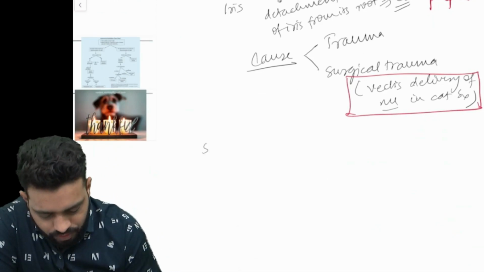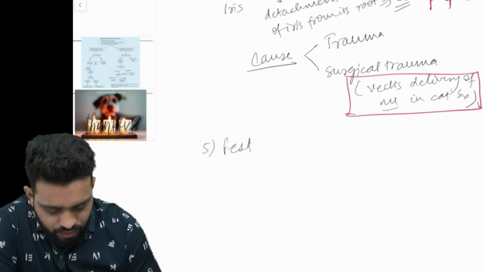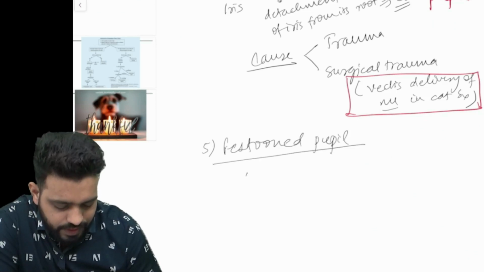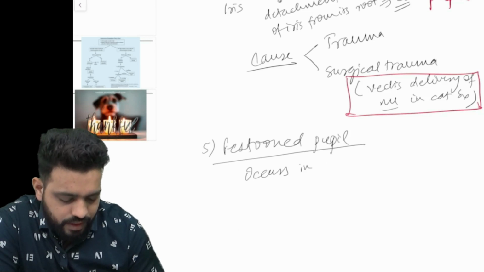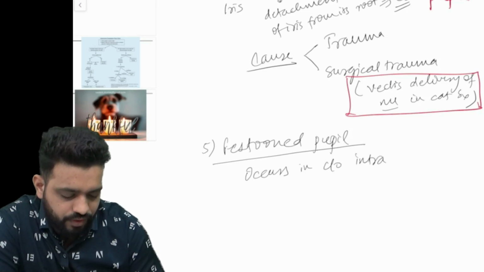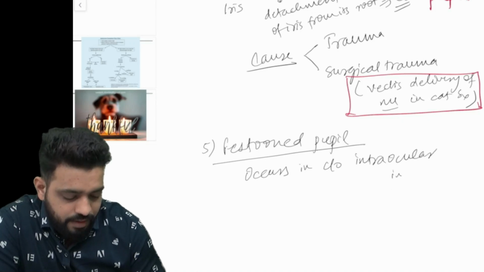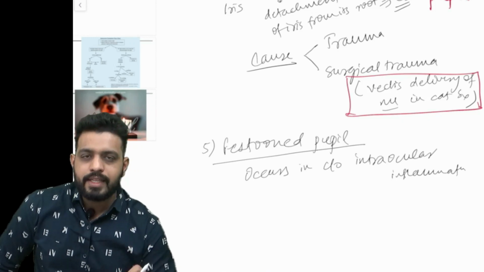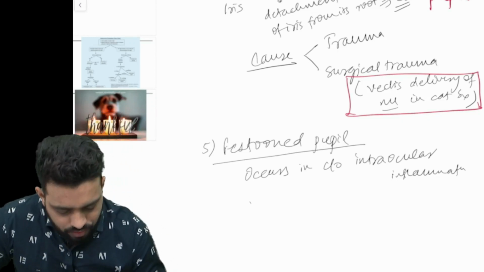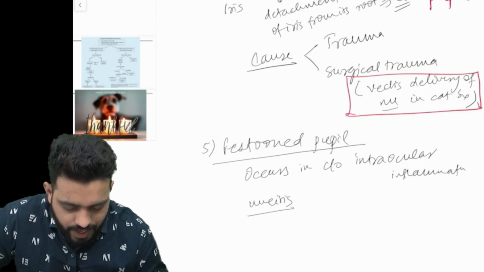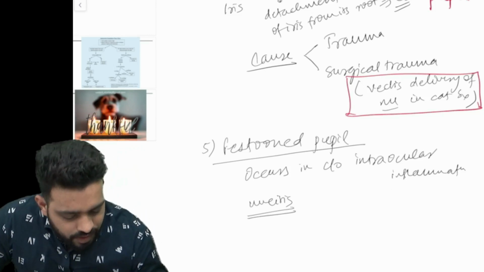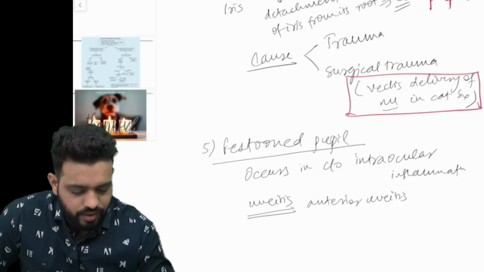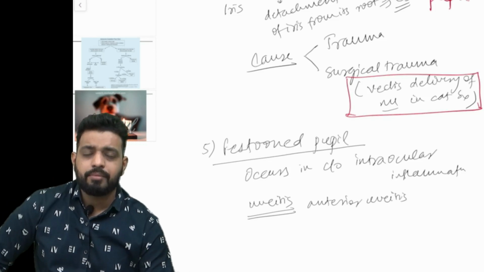The next we move on to is what is known as festooned pupil. So when do we get festooned pupil? It classically occurs in cases of intraocular inflammation. What can be the reason of intraocular inflammation? The most common site of inflammation inside the eye is the uveal tissue. So uveitis, if I have to be specific, I would label it as anterior uveitis. Okay, so anterior uveitis will cause something known as festooned pupil.